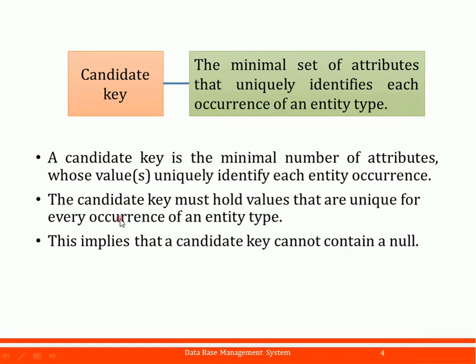We have different varieties of keys, and the first key that we are going to discuss is candidate key. The candidate key represents the minimal set of attributes that uniquely identifies each occurrence of an entity type. A candidate key is the minimal number of attributes whose values will help you to uniquely identify the entity occurrences. These keys must hold values that are unique for every occurrence. This implies that a candidate key cannot be null.